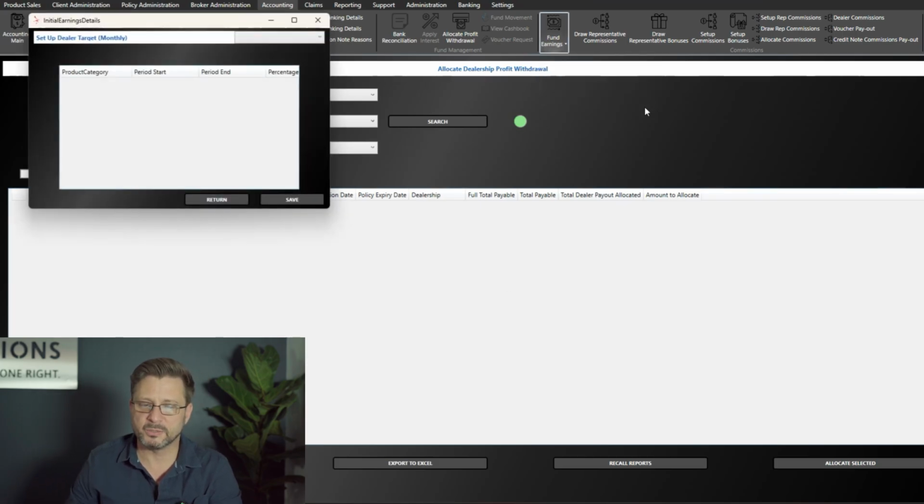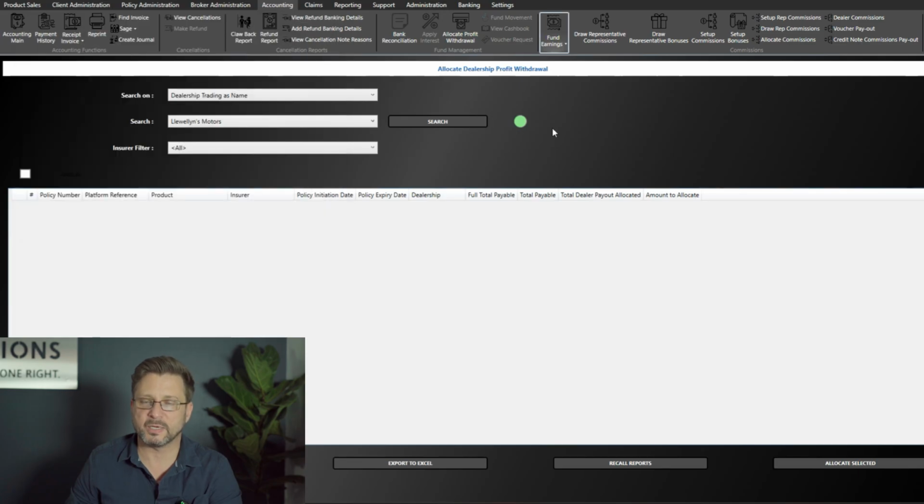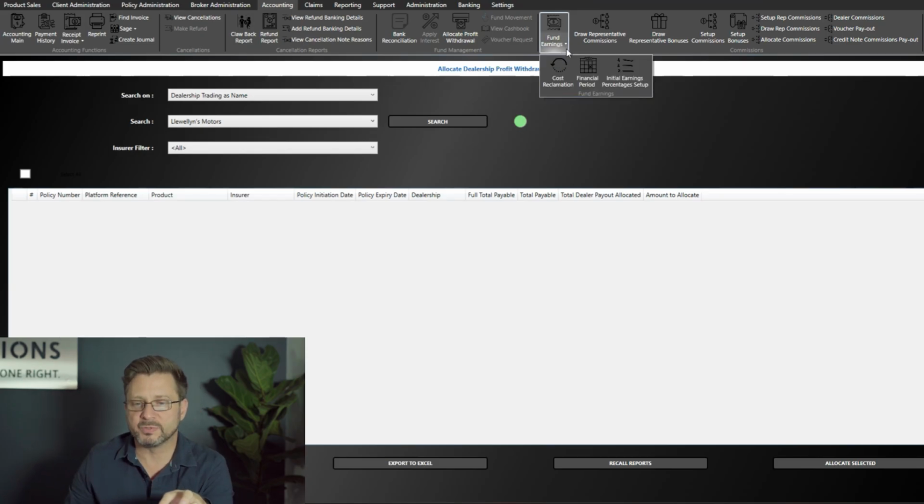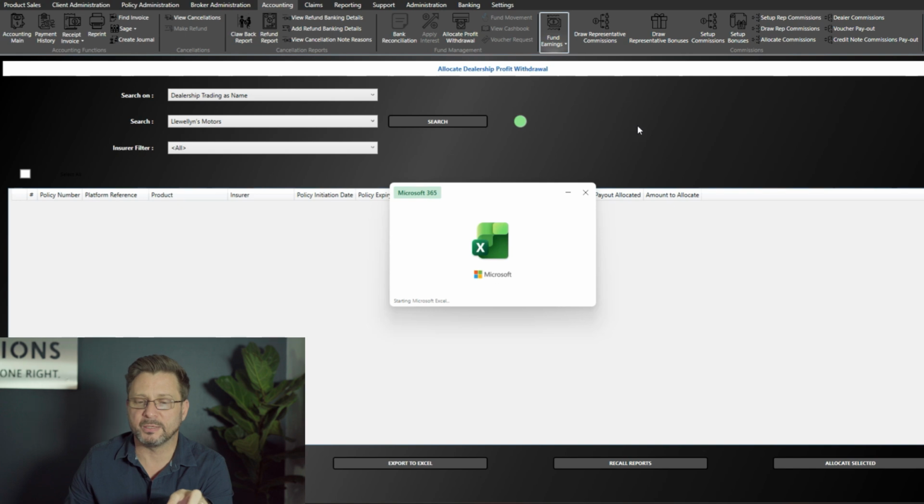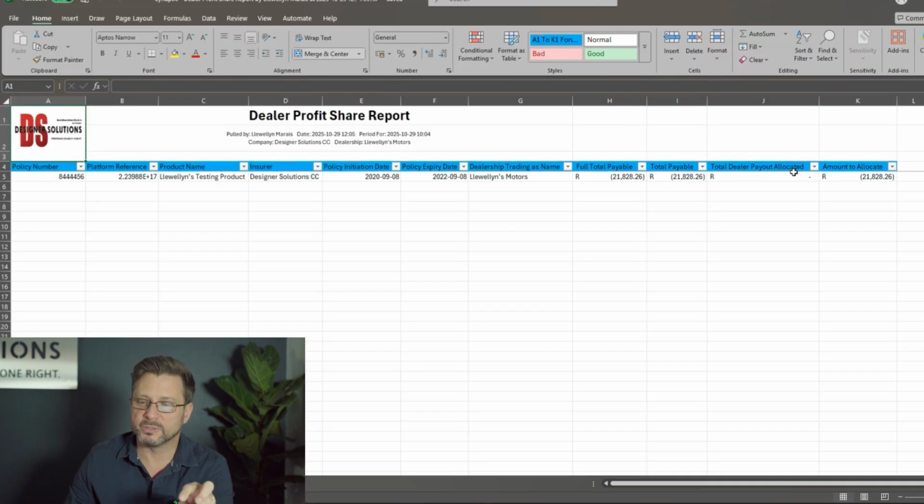One step further: if you have gone into the initial earnings setup and saved for a particular dealer target, you'll be able to show on that report what the dealership percentage split is versus what you retain. Remember, when you're doing a dealer allocated payout, this screen that we're seeing at the moment shows what we're drawing out from the fund. Then on the report, if you set up your initial earnings correctly, you are going to see the amount being allocated to the dealer.